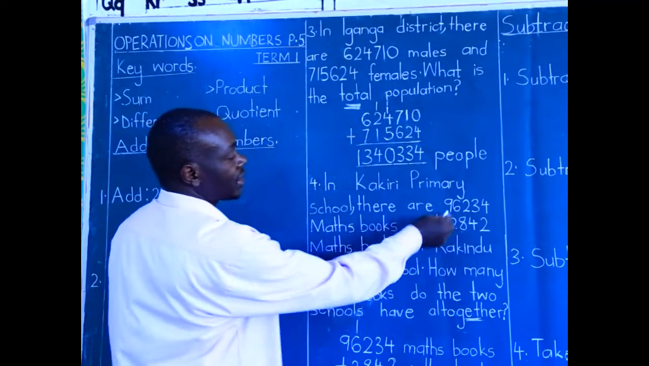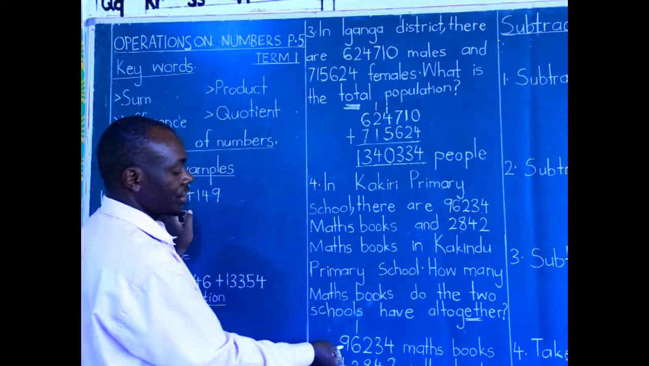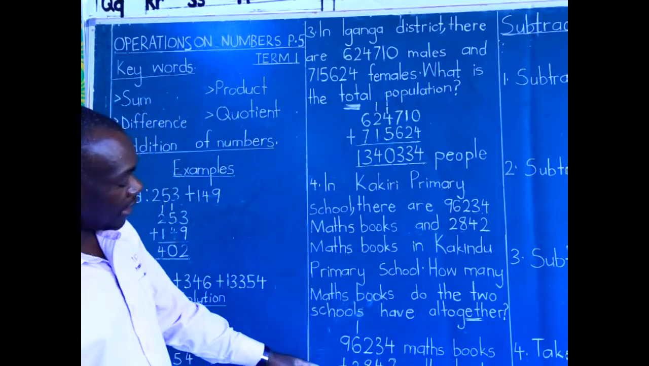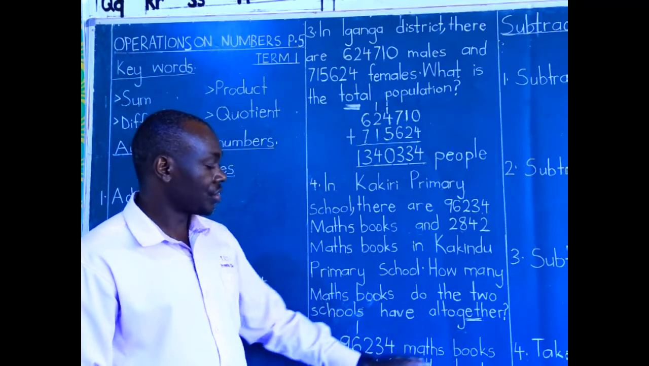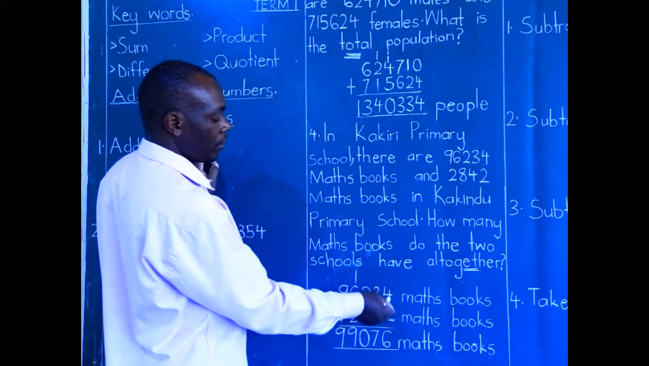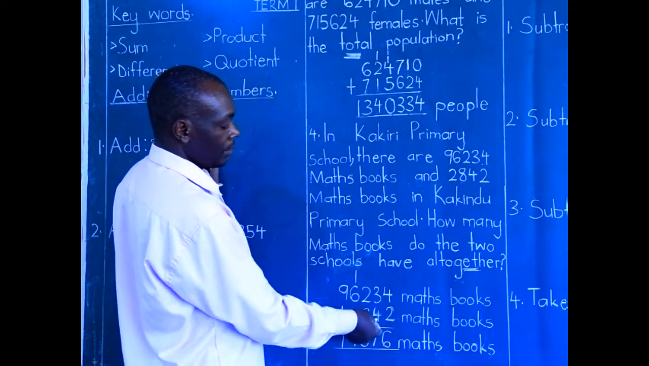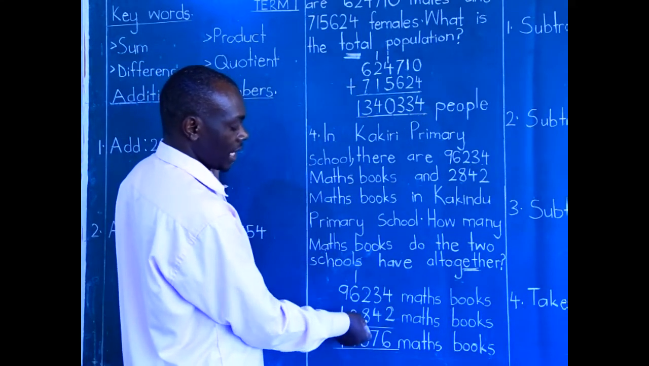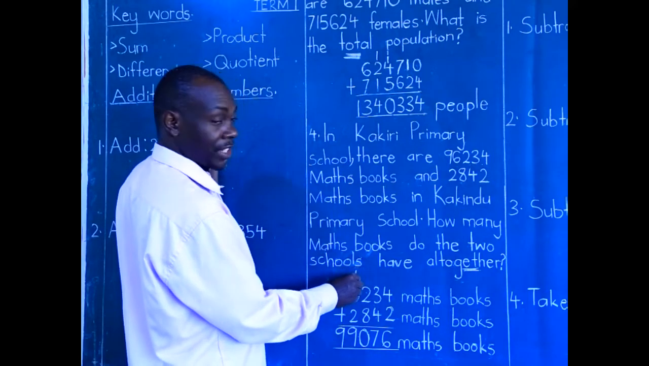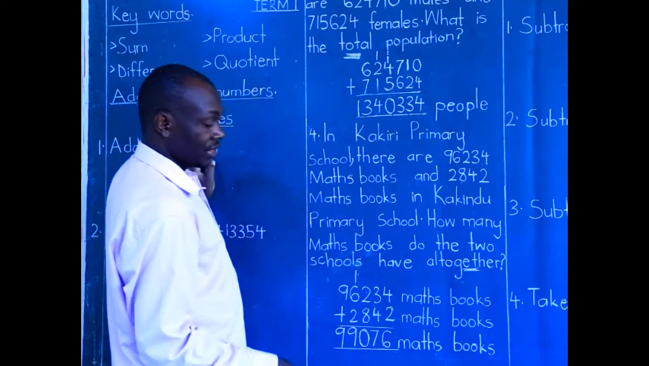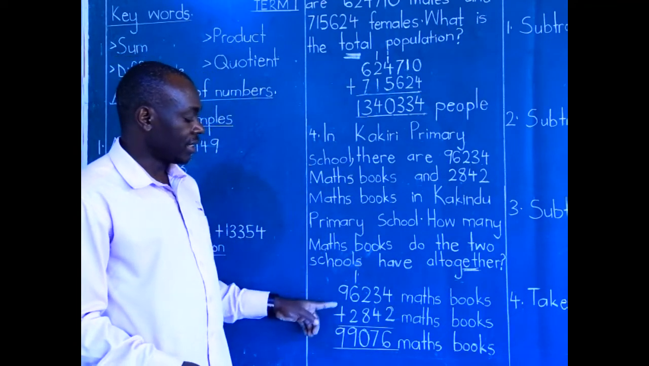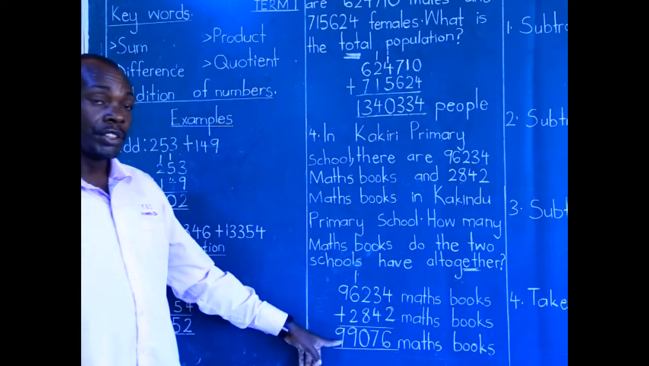So you get 96,234 written here plus 2,842. And with the plus sign of addition, both will lead to math books. And then you add 4 plus 2 is 6, and 3 plus 4 is 7, 2 plus 8 is a 10. You write 0, regroup 1 to the next place value. 1 plus 6 gets 7, and 7 plus 2 gets 9. And then this 9 remains to be written down.